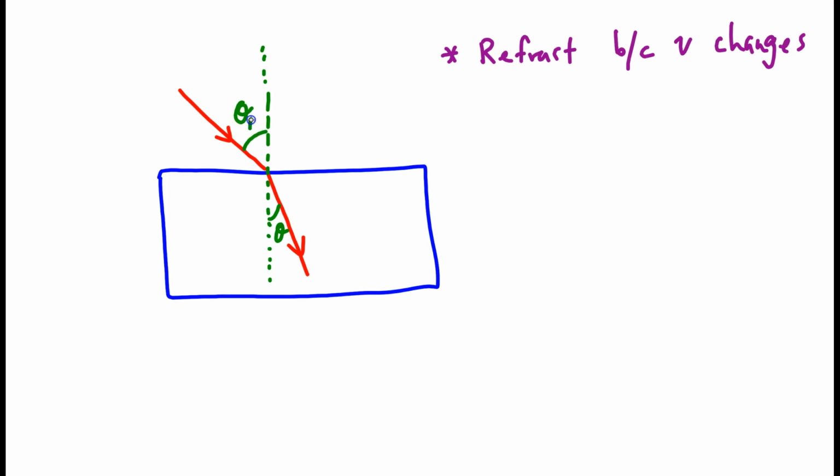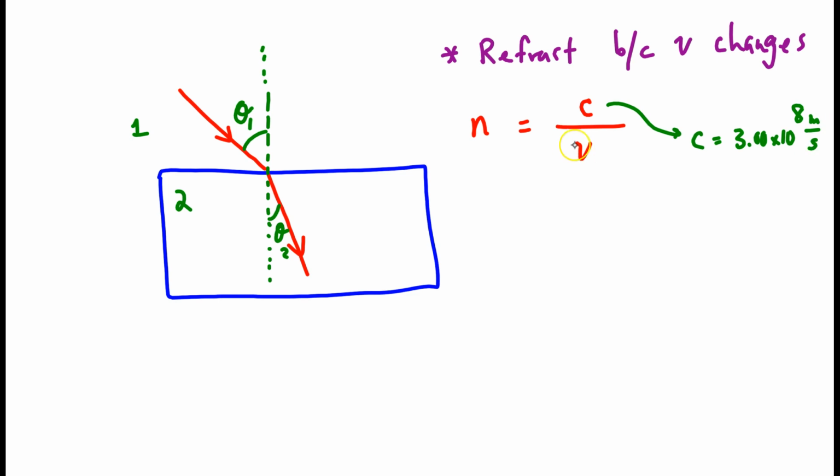So let's consider this medium 1 and this is medium 2. And we know that there's this thing called the refractive index, which tells us, compared to the speed in a vacuum, how fast does it go in that medium? When dealing with light, we know that the speed of light in a vacuum is 3.00 times 10 to the 8 meters per second. And we know that as this value gets slower and slower and slower, the refractive index will be higher.